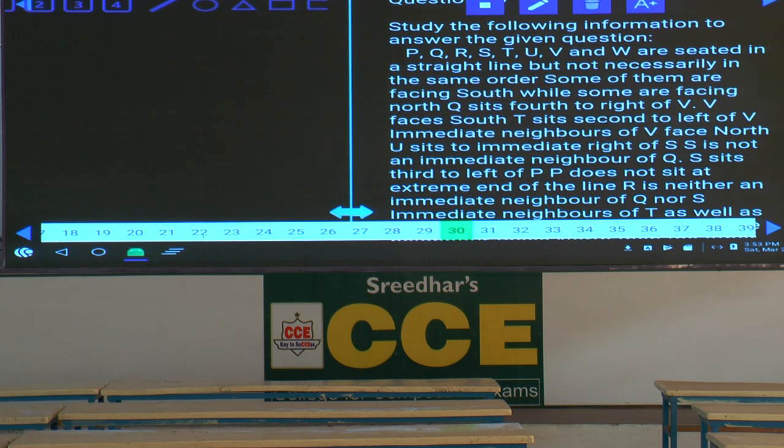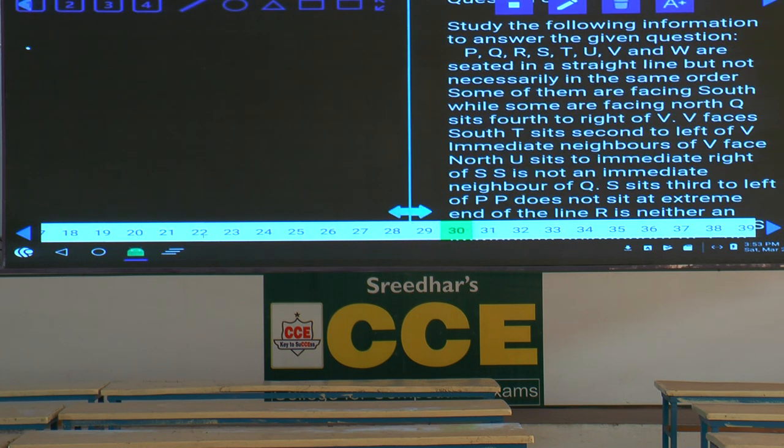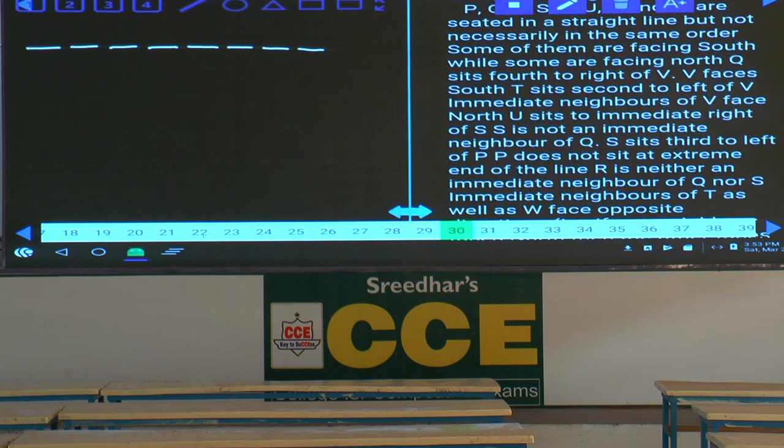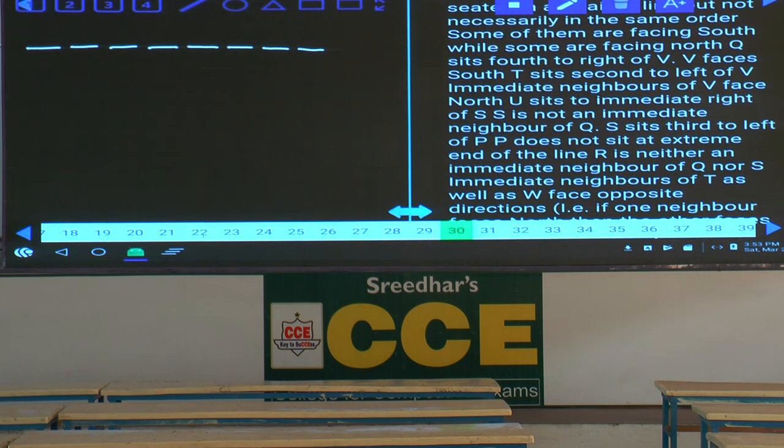Now P, Q, R, S, T, U, V, W means 8 persons, in positions 1, 2, 3, 4, 5, 6, 7, 8. Not necessarily all facing the same way; some of them face north, some of them face south. Q sits 4th to the right of V and V faces south. As V is facing south, counting 1, 2, 3, 4, isn't it?